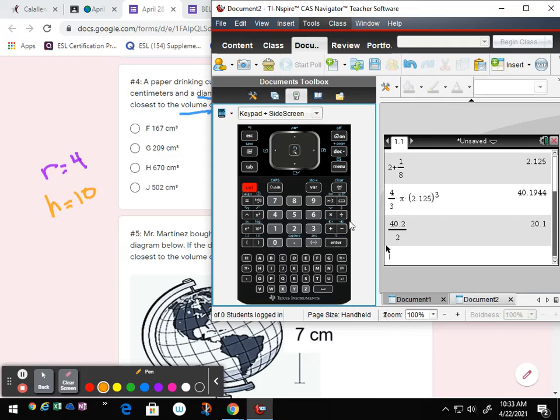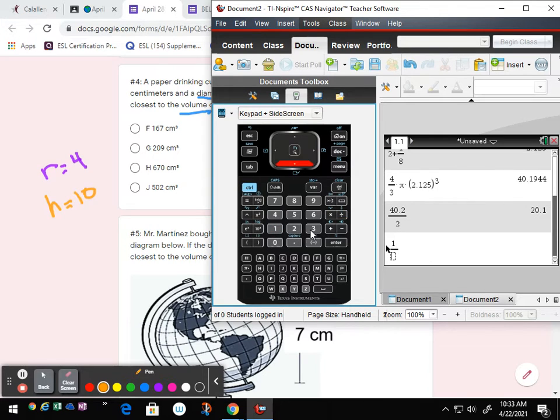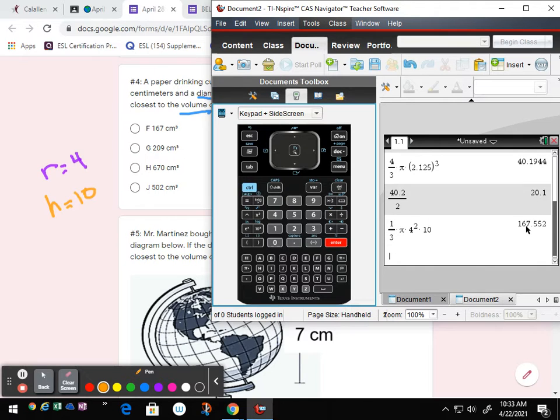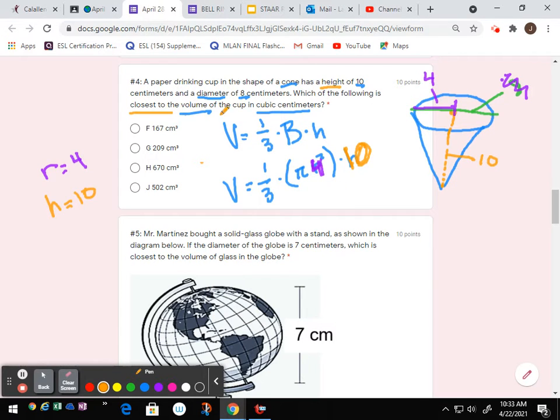So we have control divide. We have 1/3 over times pi times our radius of 4 squared times our height of 10. Control enter to get a decimal, and we get 167.5, or 0.6 if we round up, and we can see which one is the closest, and the closest answer is going to be A for question number 4, okay? Or F, same thing, okay?